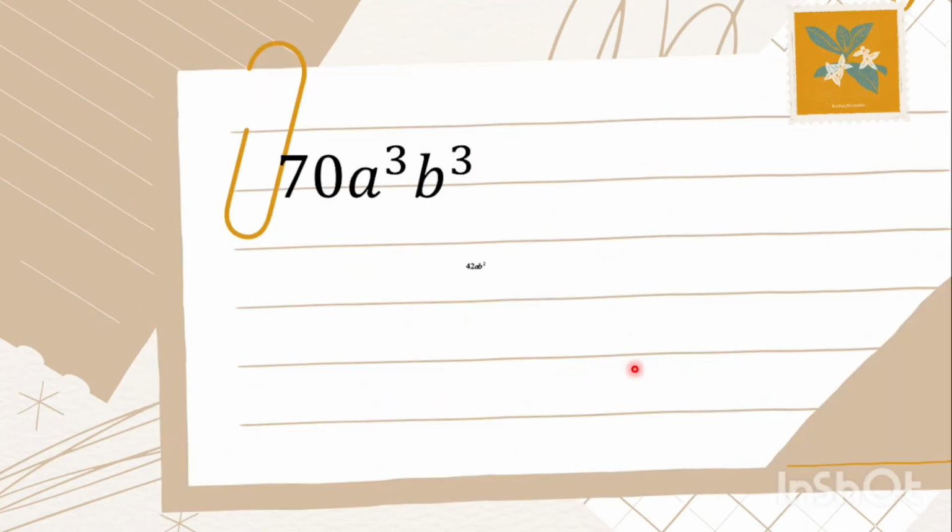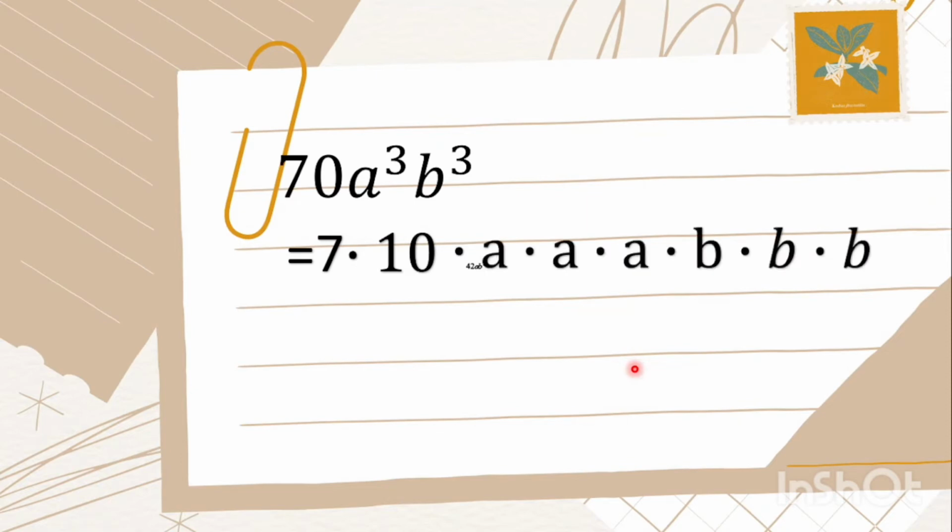Next, number 5. Our given is 70A cubed B cubed. Just like a while ago, we will start with the numerical coefficient. We are going to think of the factors of 70. So for me, I'm going to write 7 times 10, because 7 times 10 is 70. As for our variables, we will write A times A times A because our exponent is 3. And for B, we will write B times B times B.